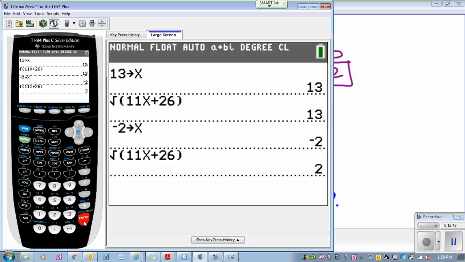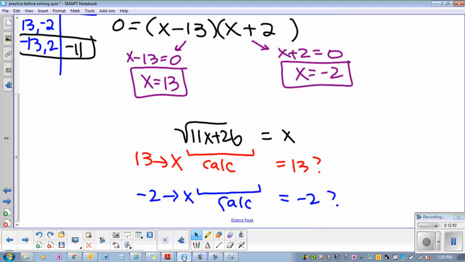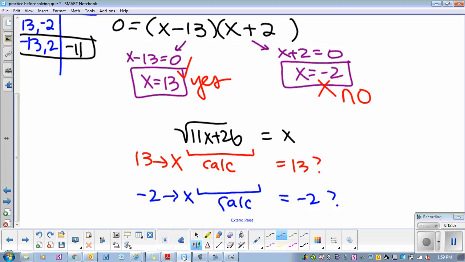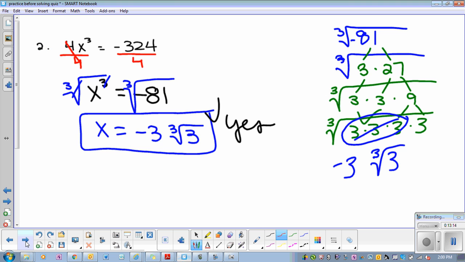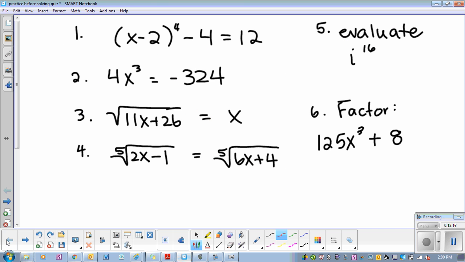So when I put this in, negative 2 does not work because it gives me a positive 2 and not negative 2, but 13 does work. So please make sure that you indicate on your quiz clearly which is and which is not a solution. All right? And that one was probably the most difficult problem you will get.